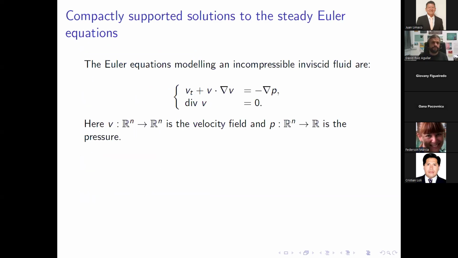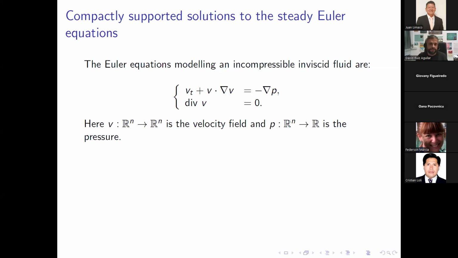Basically, the Euler equations model the behavior of a fluid which has no viscosity and no compressibility, and are as follows. These were found by Euler centuries ago. In this equation, V is the velocity field and P is a scalar, which is the pressure. Okay, so these are the Euler equations.